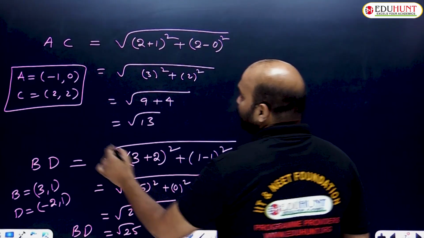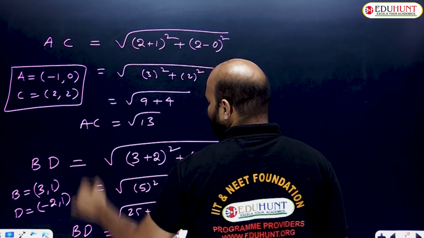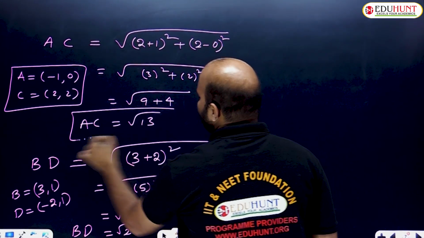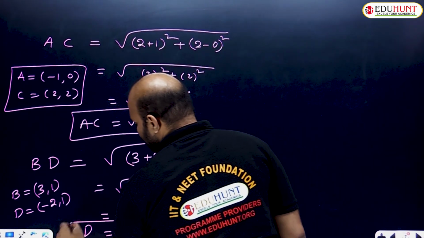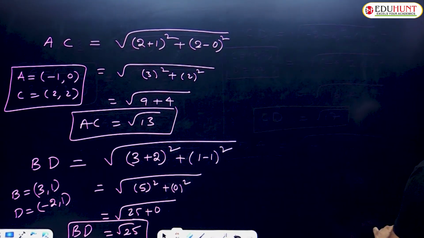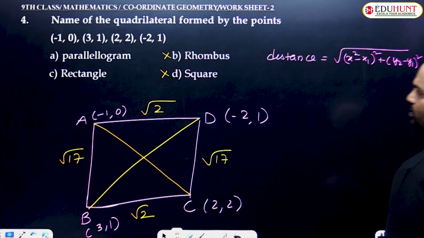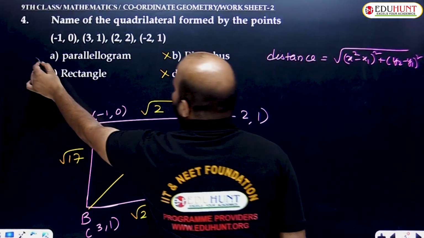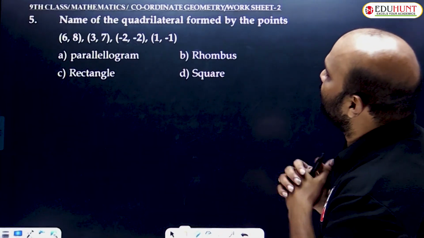So finally, AC and BD are the diagonals. AC value is root 13, BD value is root 25, so both are not equal. Not equal means that quadrilateral should be a parallelogram. Option A is the right answer. So let's go to question number 5.